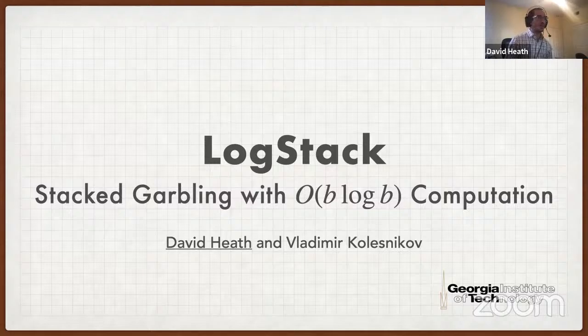Stacked garbling is an improvement to garbled circuits that decreases the communication consumption of garbled circuits for circuits that include exclusive conditional behavior. For instance, if the source program that you'd like to evaluate has if statements or switch statements, then stacked garbling greatly reduces communication consumption of that program. However, it also turns out that stacked garbling greatly increases the computation consumed by the two parties. So in this follow-up work, we show that you can greatly decrease the computation overhead incurred by stacked garbling.